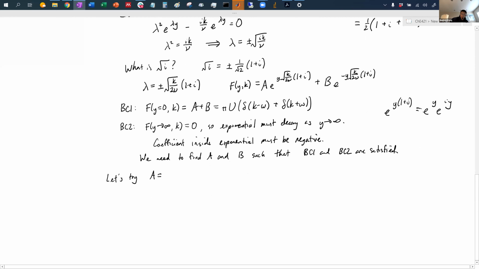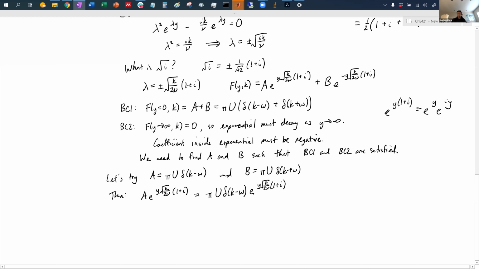A is equal to pi u delta of k minus omega, and b is equal to pi u delta of k plus omega. If we do that, then a times e to the y square root of k over 2 nu times 1 plus I is equal to pi u delta of k minus omega, e to the y square root of k over 2 nu, 1 plus I. And we can actually simplify this a little bit.